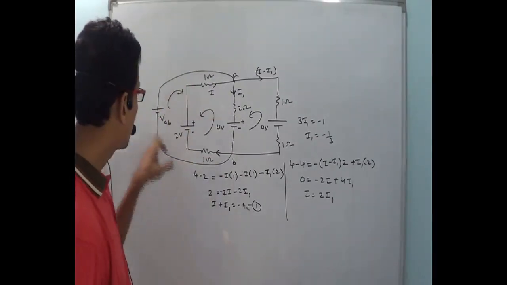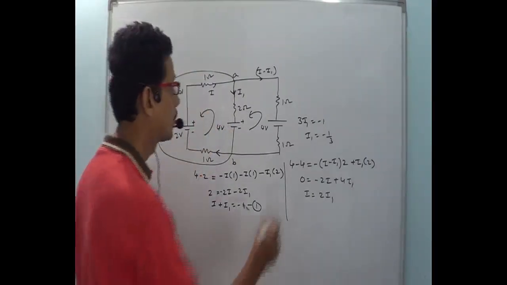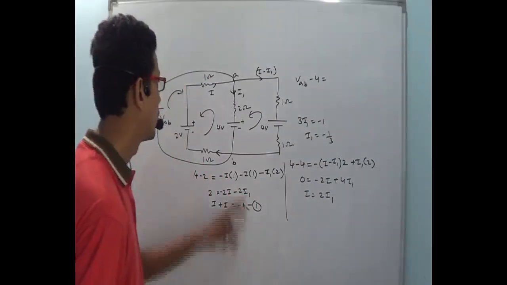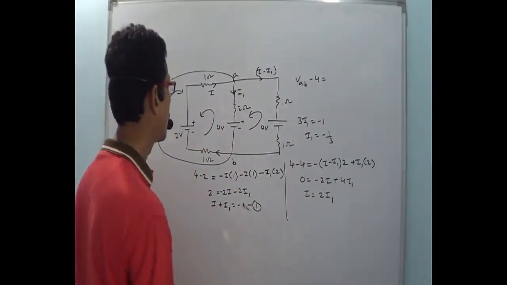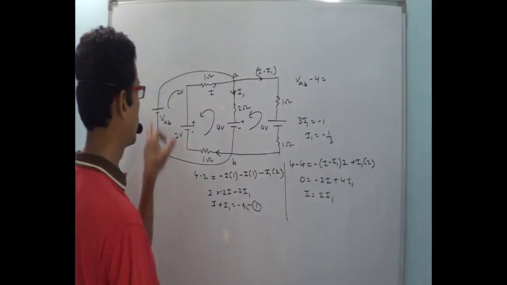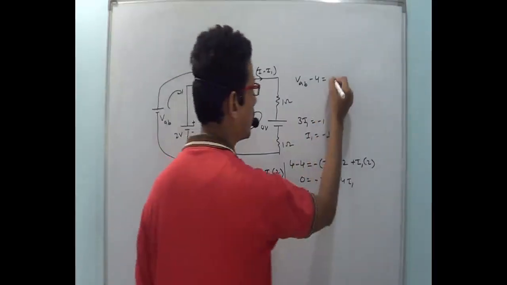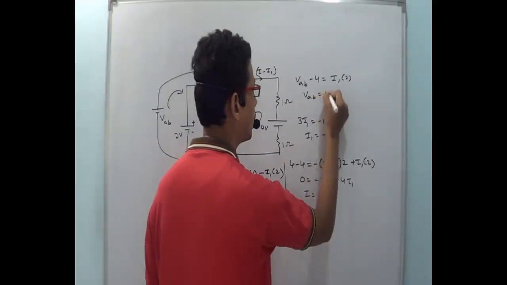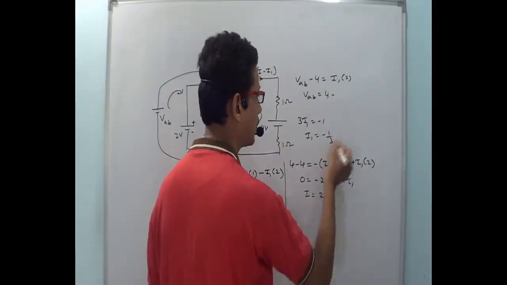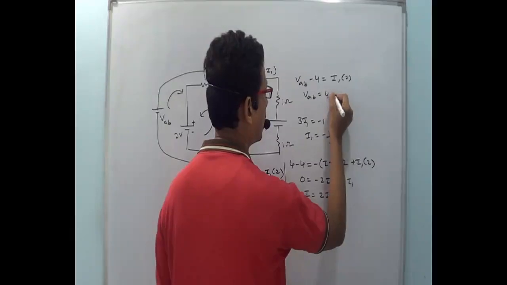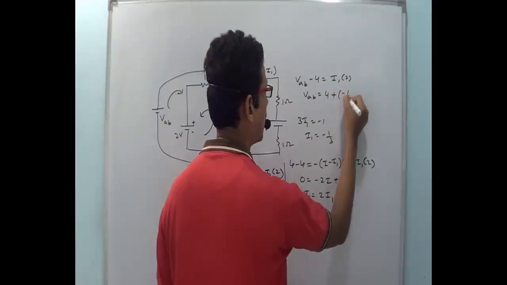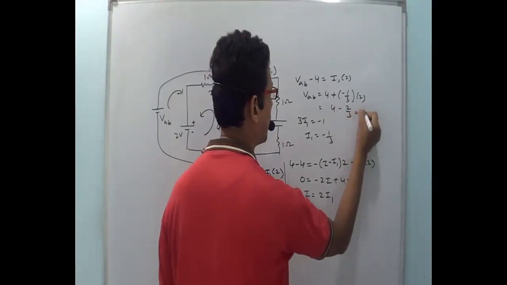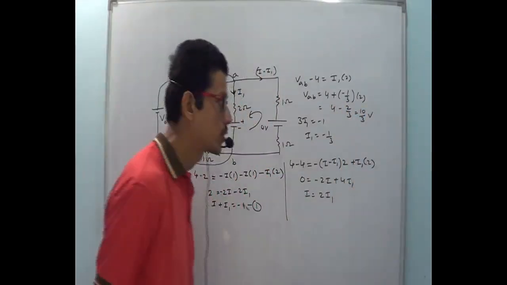Now you apply Kirchhoff's law like this. VAB minus 4 is equal to I1 into 2. Only one resistance is there in this loop. Okay, I1 into 2. VAB is equal to 4 minus I1, how much did it come? Minus 1 by 3. Minus 1 by 3 came, into 2. So this is nothing but 4 minus 2 by 3. 10 by 3 is the answer. 10 by 3 volts. Very good.